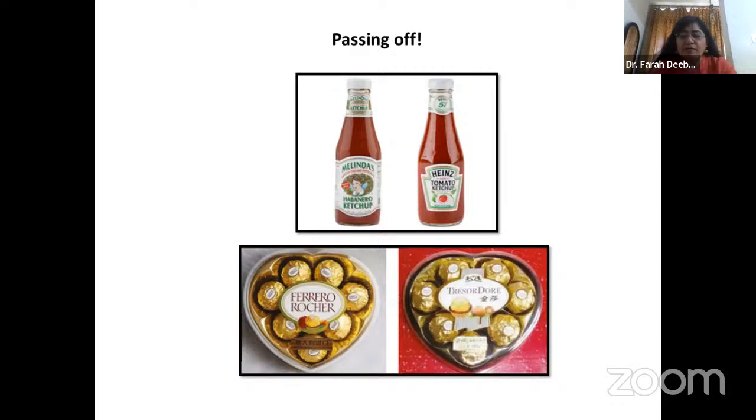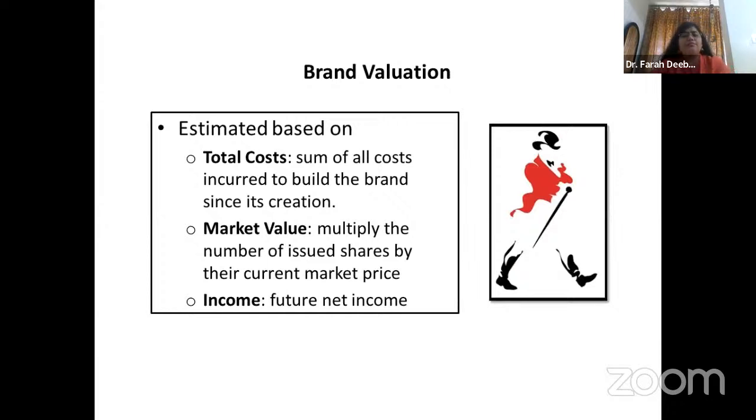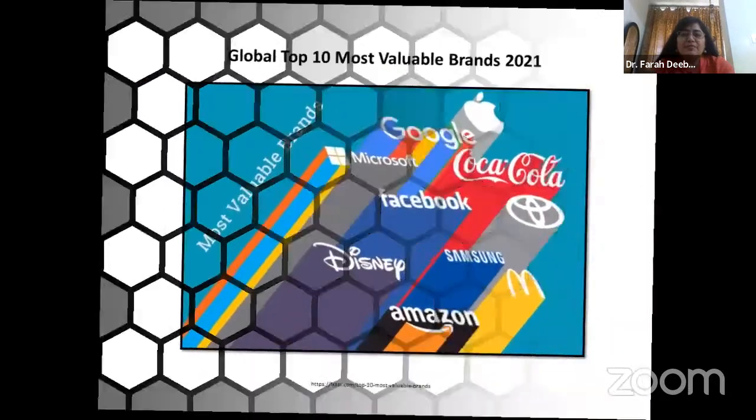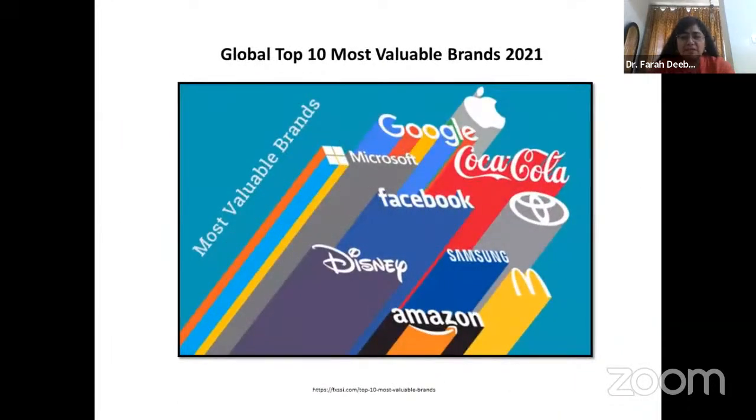So you can put your money in the wrong place and you can regret it later because the product was not good enough. These are things which have high commercial value. The brand valuation is usually done by the sum of all the costs incurred to build a brand since its creation, the market value, which is the market price, the current share price, and the income, future net income. Because if I show you this icon, I'm sure the gentleman will say it's a Johnny Walker, and they know what it is. So that's a brand valuation.